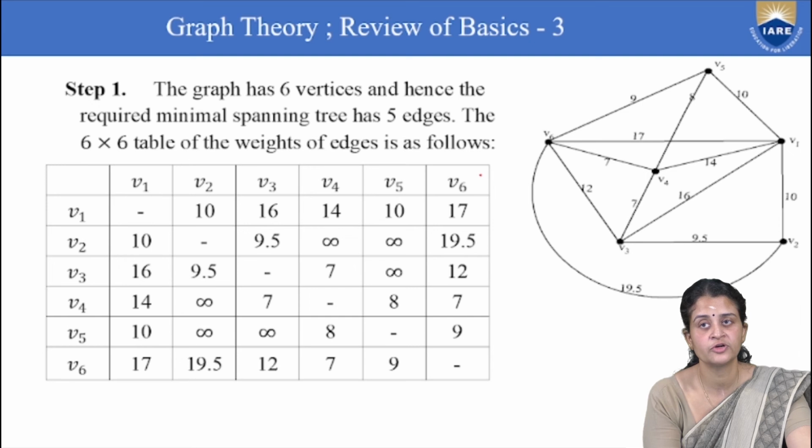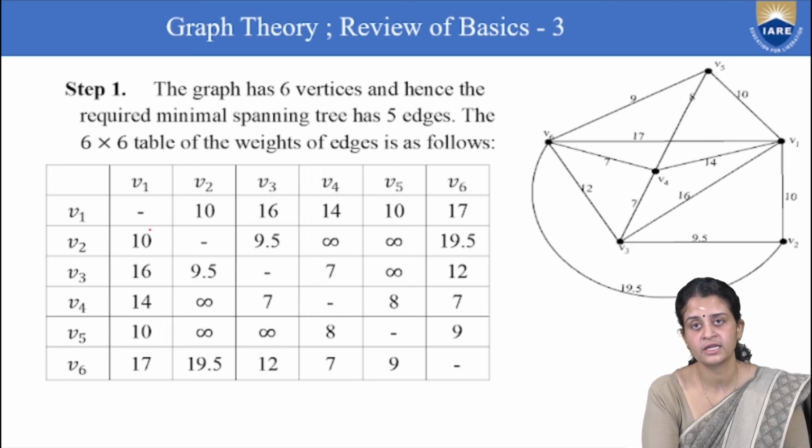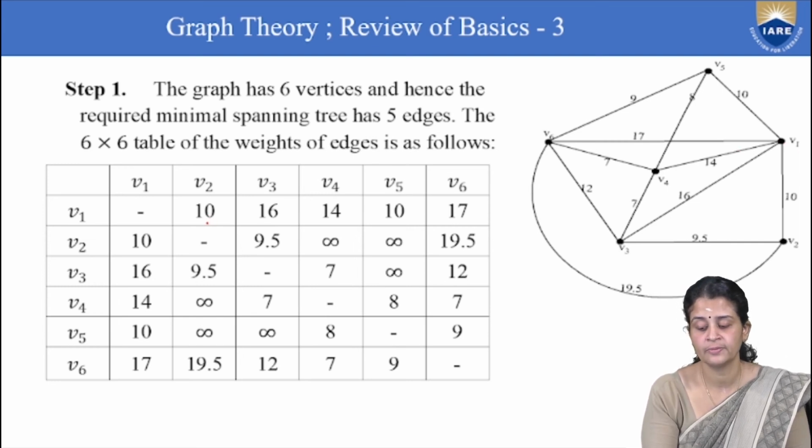That is V1, V2, V3, V4, V5, V6. Here also it is a 6 by 6 tabular form, and these entries have been marked like this. V1 to V1 is nothing there. V1 is connected to V2 with an edge of weight 10, so that entry 10 comes here. V1 is connected to V3 with an edge of weight 16. V1 to V4 is connected with an edge of weight 14. And V1, V5 is 10 here. And V1, V6 is 17.